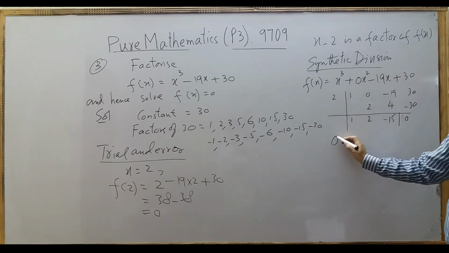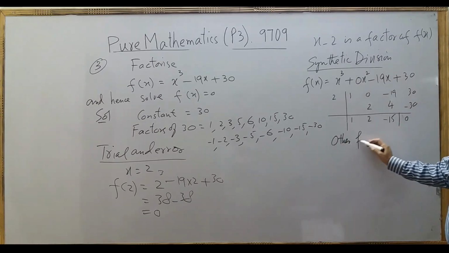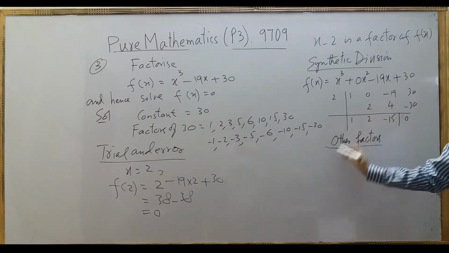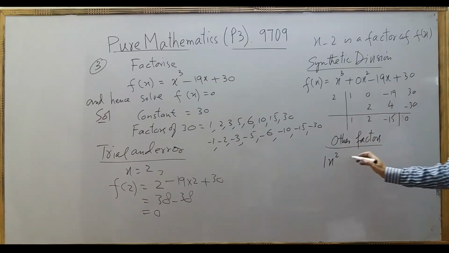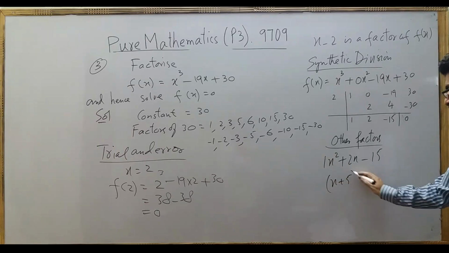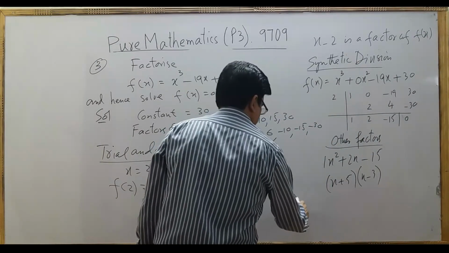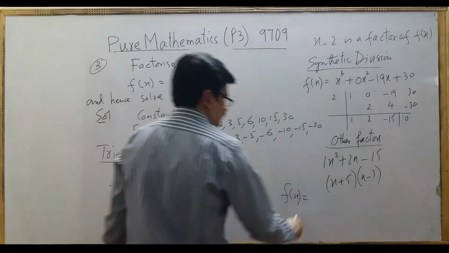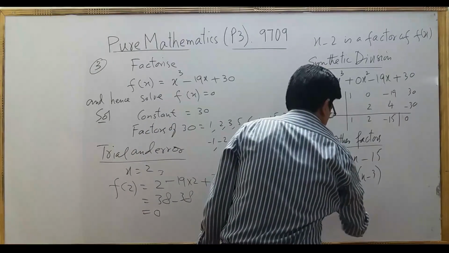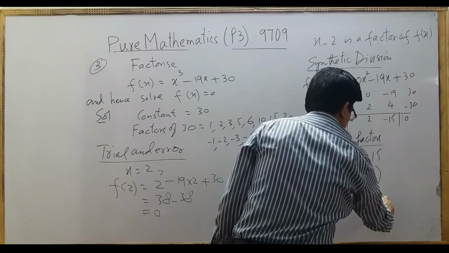Now we have other factors. How will you get other factors? We started with a cubic polynomial, and we will have a quadratic polynomial which is 1x square. This will be the quotient of x square, as you have seen. This is minus 15. Now if you factorize it, you will see x plus 5 into x minus 3. So we have factorized our polynomial. It is equal to x minus 2, one of the factors is this, into x plus 5 into x minus 3.